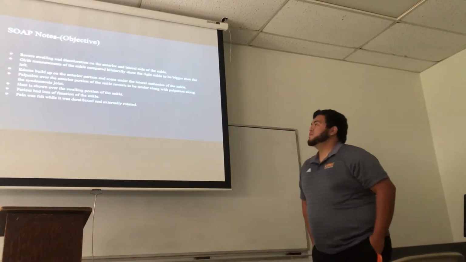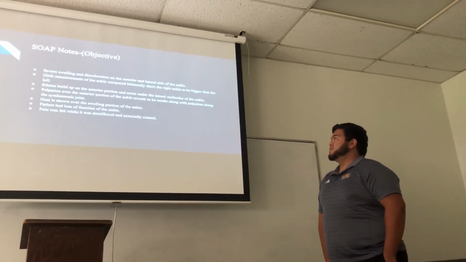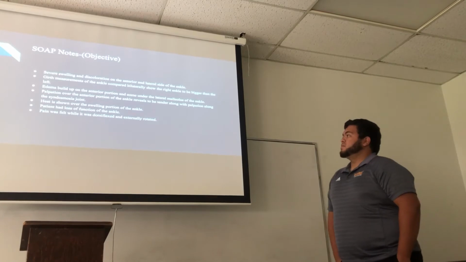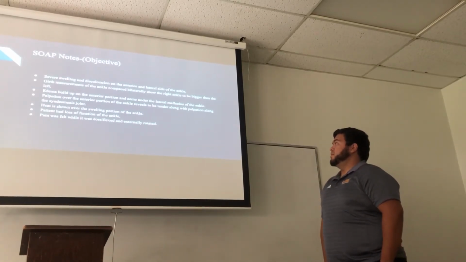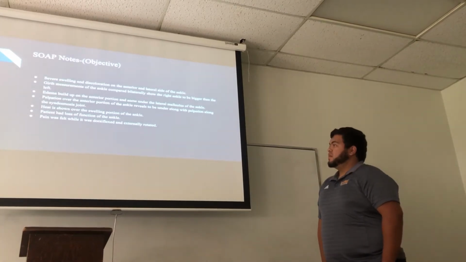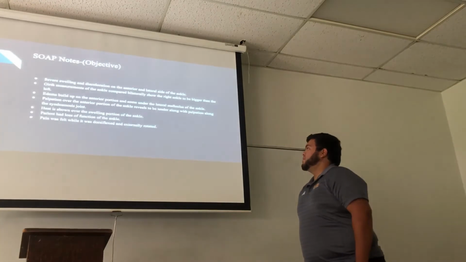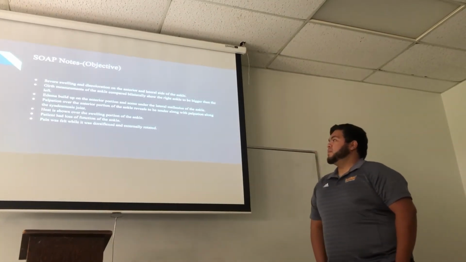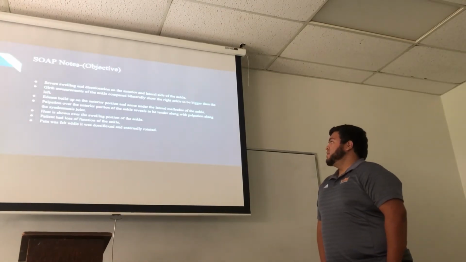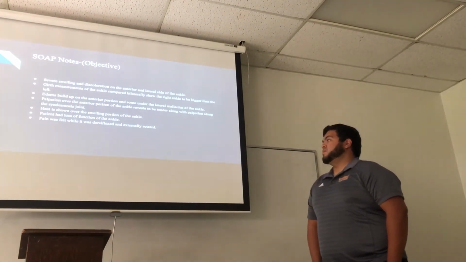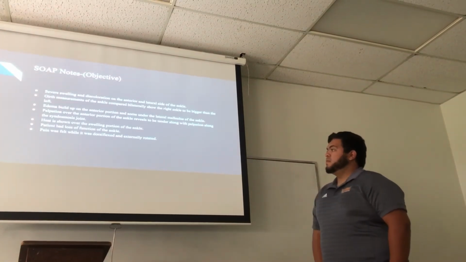SOAP notes, objective. There was severe swelling and discoloration on the anterior and lateral side of the ankle. The girth measurements of the ankle compared bilaterally show the right ankle to be bigger than the left. There was edema buildup on the anterior portion and some under the lateral malleolus of the ankle. Palpation over the anterior portion of the ankle reveals tenderness, along with palpation along the syndesmosis joint. Heat was shown over the swollen portion of the ankle.